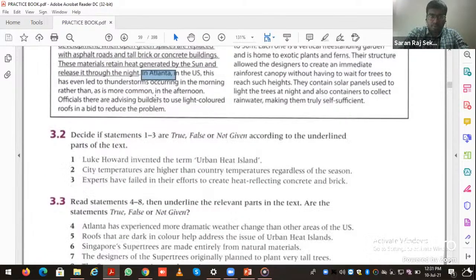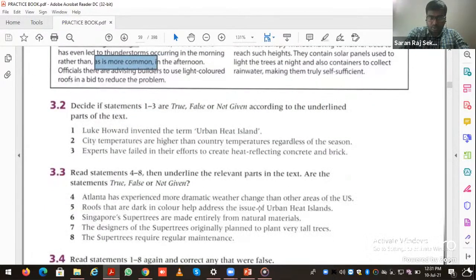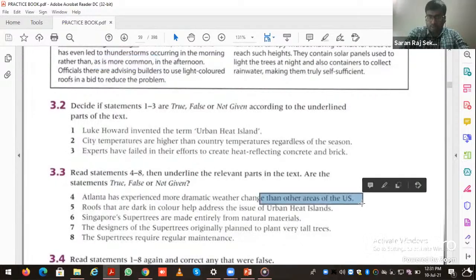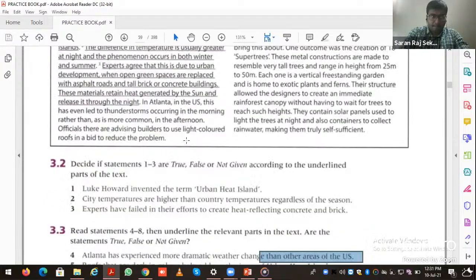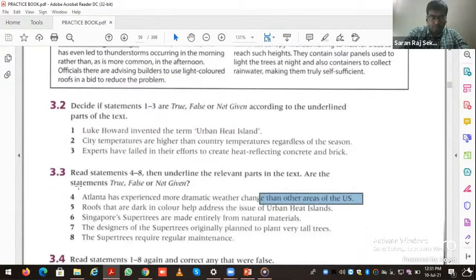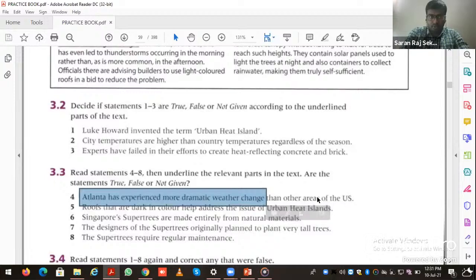They have dramatic weather changes, which they mention leads to thunderstorms occurring more commonly. But if you see the rest of the information, have they compared it to the other areas of the US? Because that is what the question says. So there's no comparison here. Only half of the information is given in the question: they have dramatic weather change, but they didn't compare to the other areas of the US.